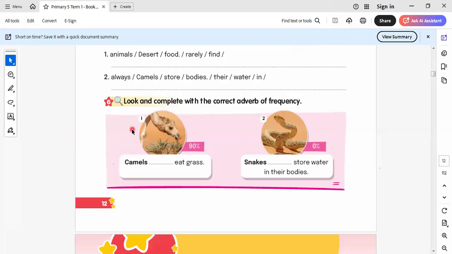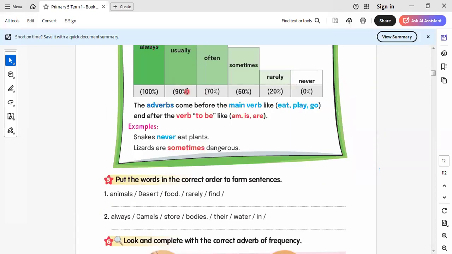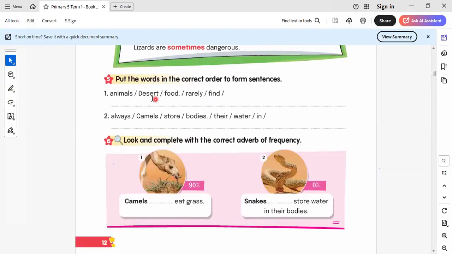Here we say camels what? Here 90%. 90% means the action is a habit. 90% means sometimes? I think so. Sometimes means 50%. Here 90% will be usually. But I think in the exam they don't give you the percent and ask you to write the adverb of frequency. In the exam they give you the adverb of frequency to correct the verb. I think so, not giving you a percent.